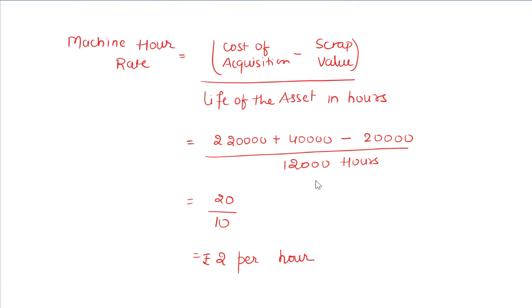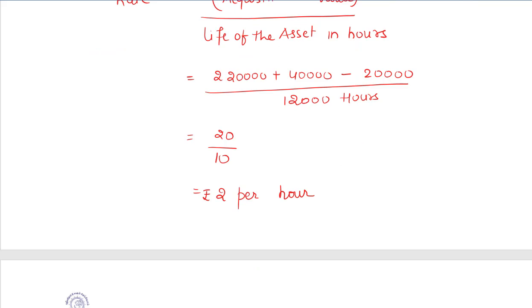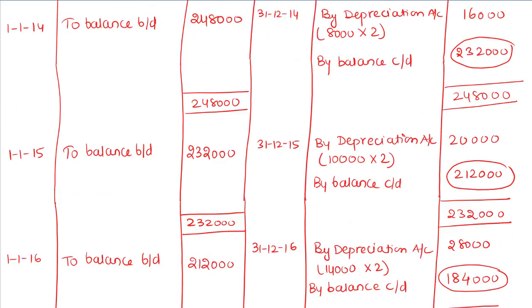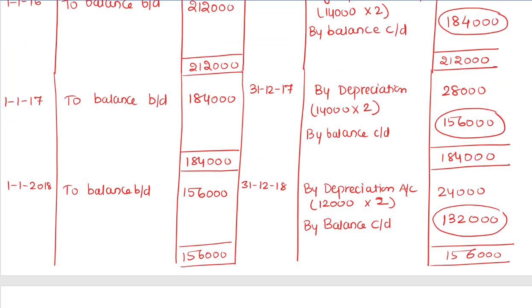Over here, you should understand that this 12,000 hours in machine hour rate is for 10 years. So either you make it 1200 hours for a year or you divide it by 10 years later on. So it is rupee 2 per hour. It won't be rupee 20 per hour. It is rupee 2 per hour. I believe it is clear. And then we have made machinery account for 6 years and we have accounted for it properly. I believe it is absolutely clear.